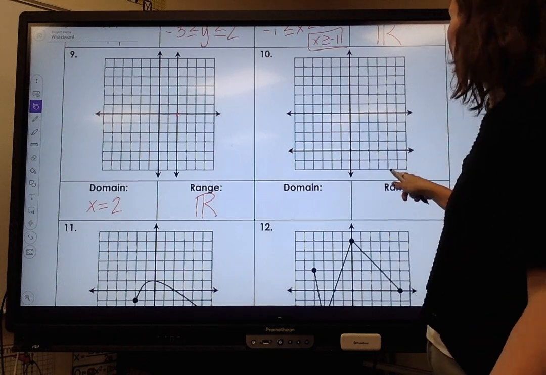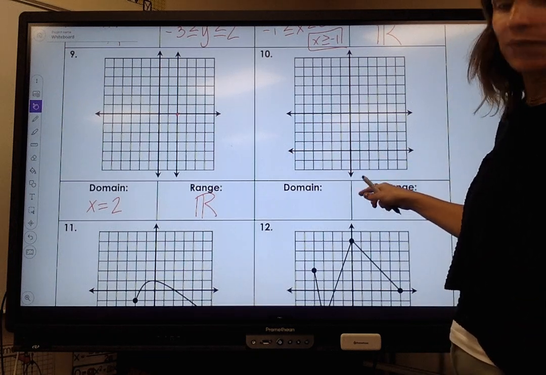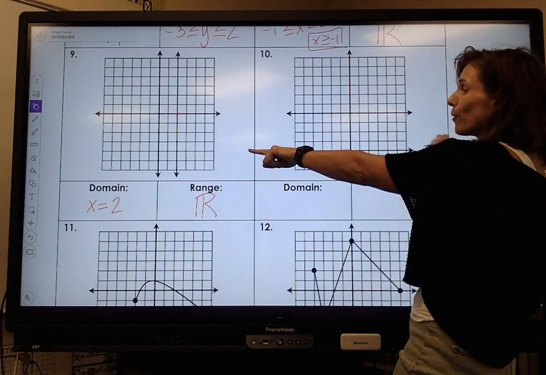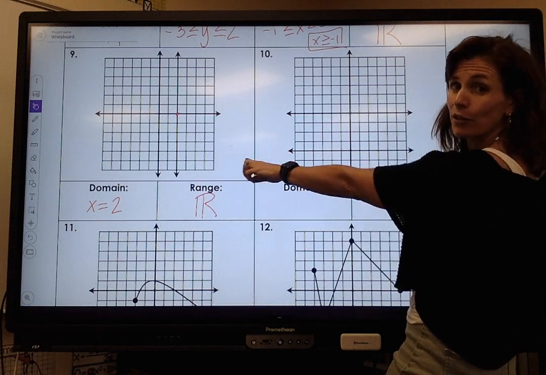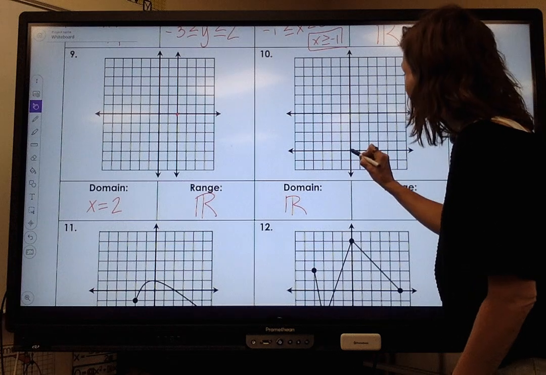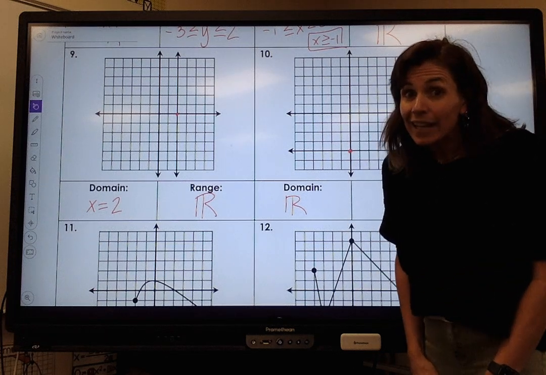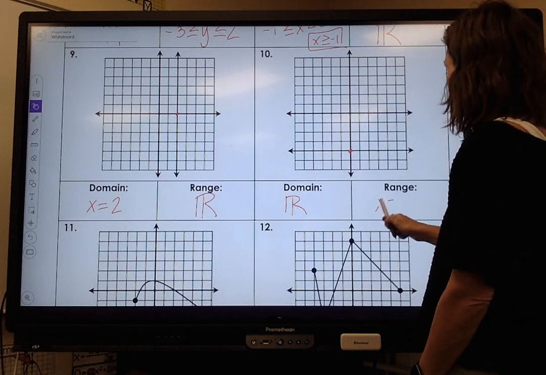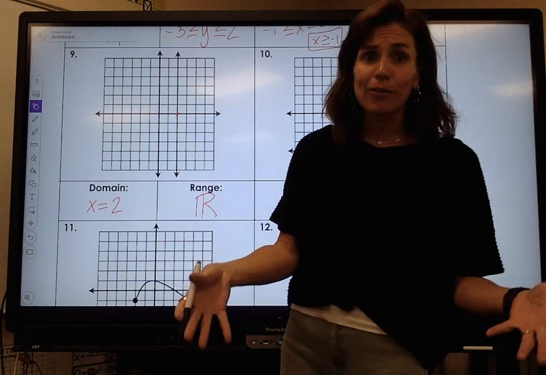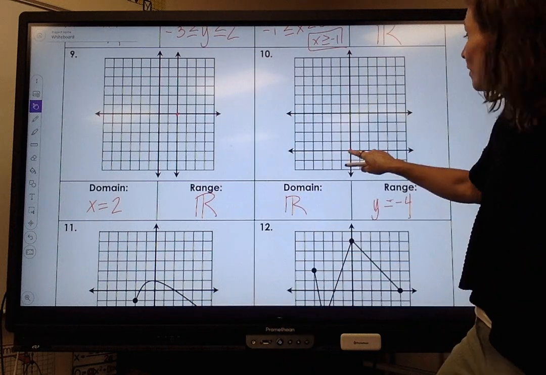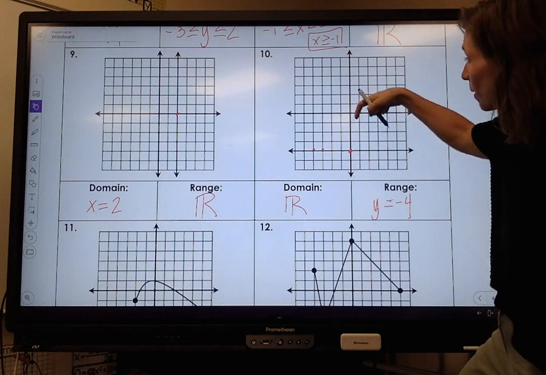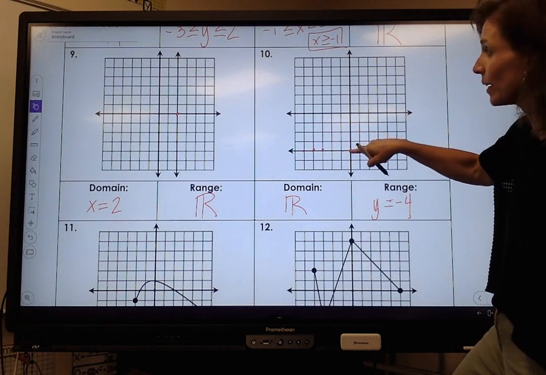Now we have this graph. Look at my x values. How far left is this graph going to go? It's going to go forever. How far right? Forever. So my domain is all real numbers. And my range, y, is -4. There's no greater than or less than -4. It doesn't go outside. It is always -4. All of these points represent my y value at -4.